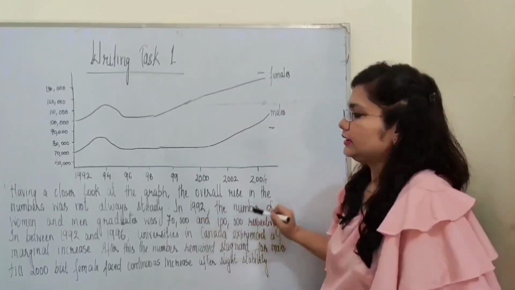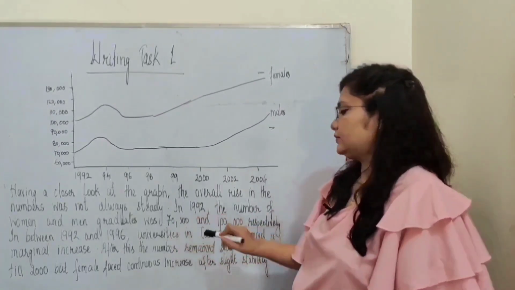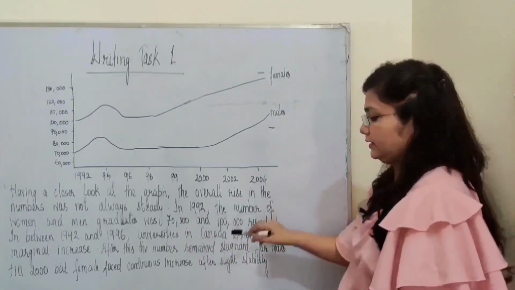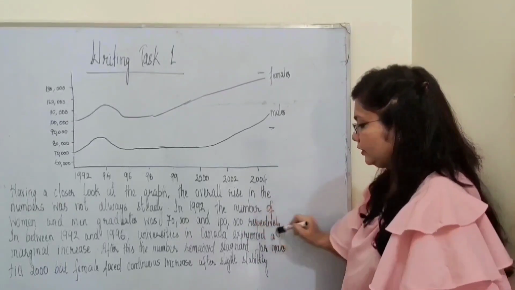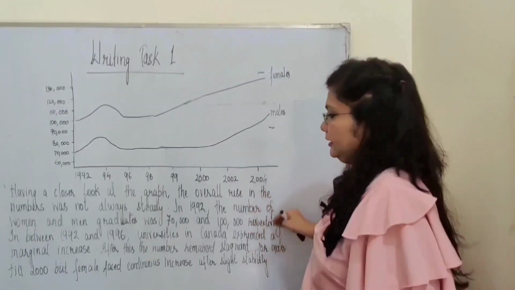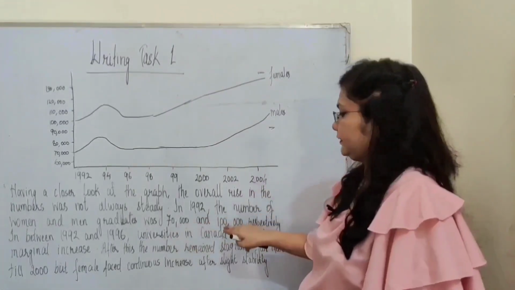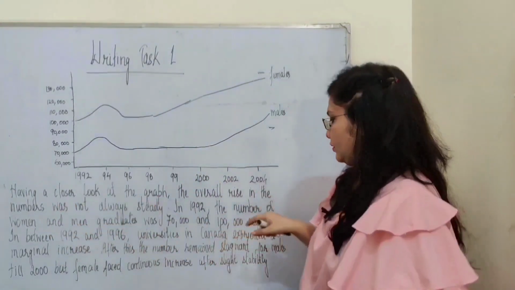In 1992, the number of women and men graduates was 70,000 and 100,000 or 1 lakh respectively. So, whenever you are going to use this word respectively, that means in the same order you have given the numbers in which you have written these two things.